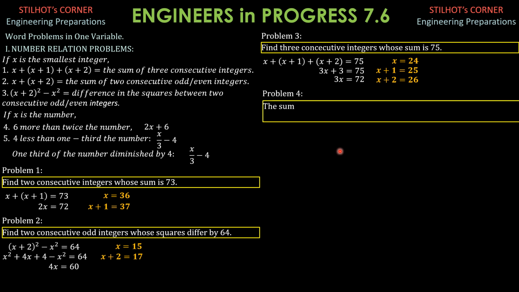Problem 4. The sum of two numbers is 9 and their difference is 6. Find the numbers. So if we denote x as the smaller number, so take note, it is a number, not an integer, then 9 minus x is the bigger number because their sum is 9.